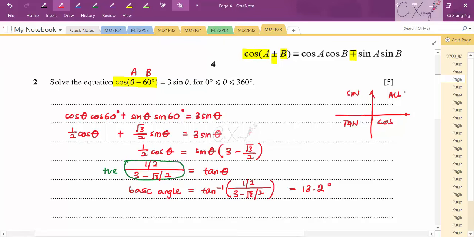All right, so we're looking for tangent positive. In the first quadrant, tangent is positive. Therefore, I want the answer from this quadrant, and the answer should be the basic angle. Therefore, theta is the basic angle, which is 13.2.